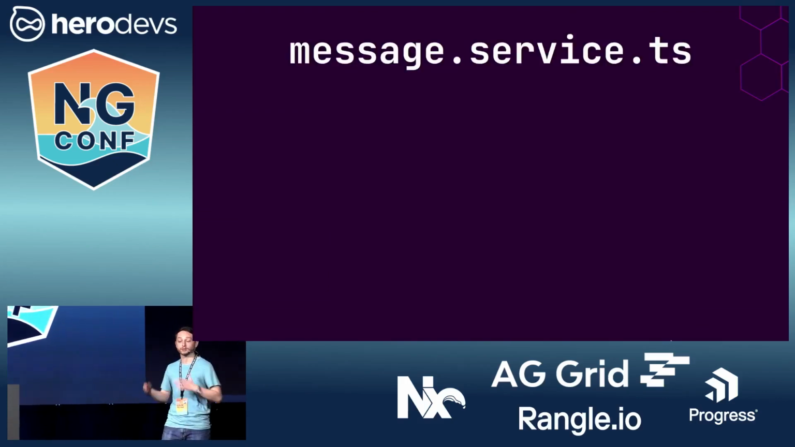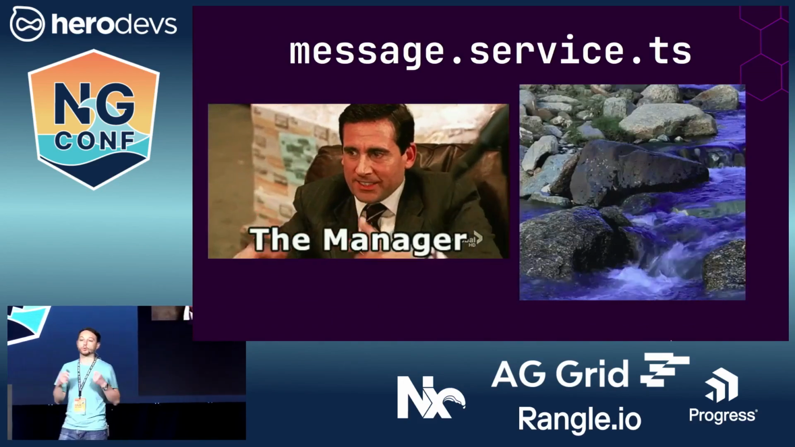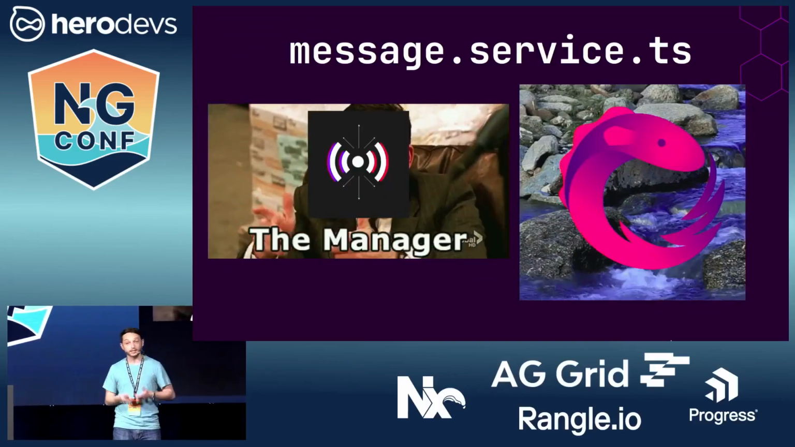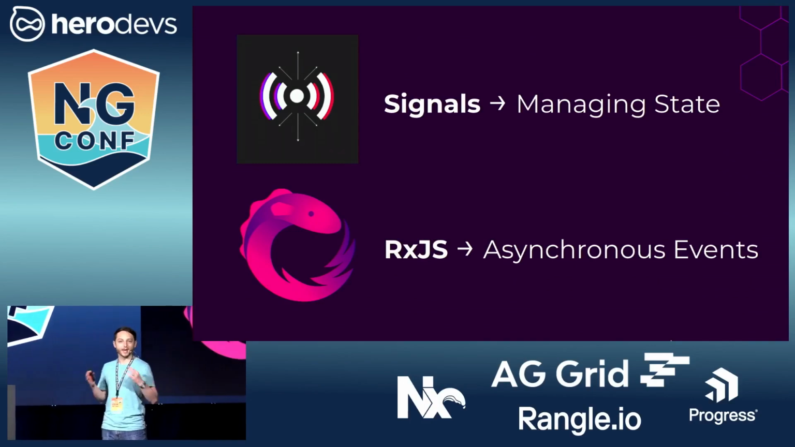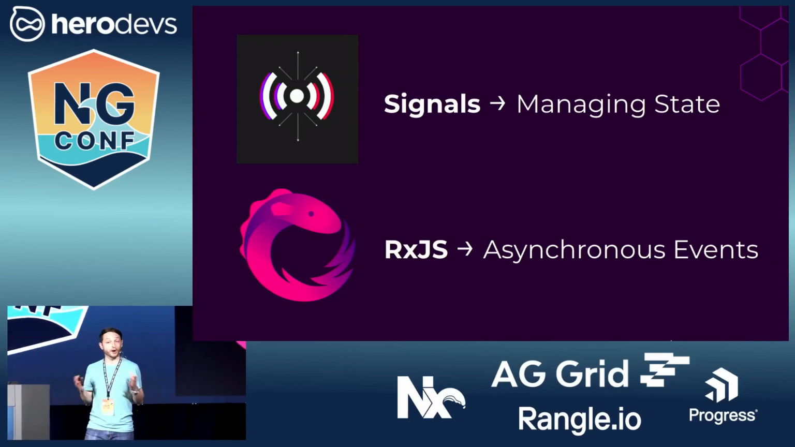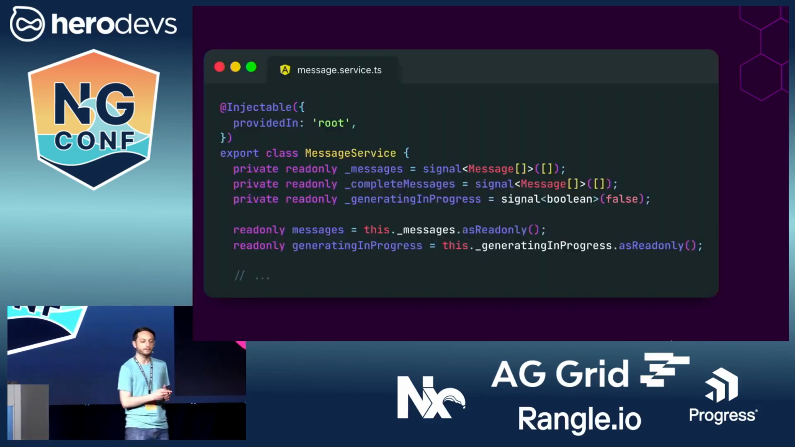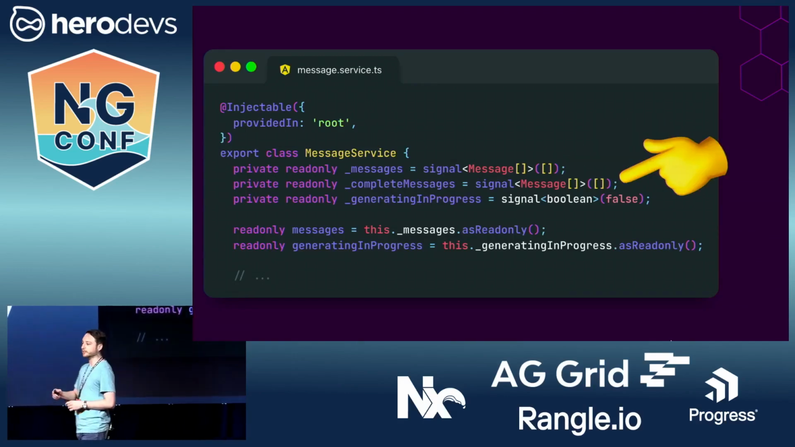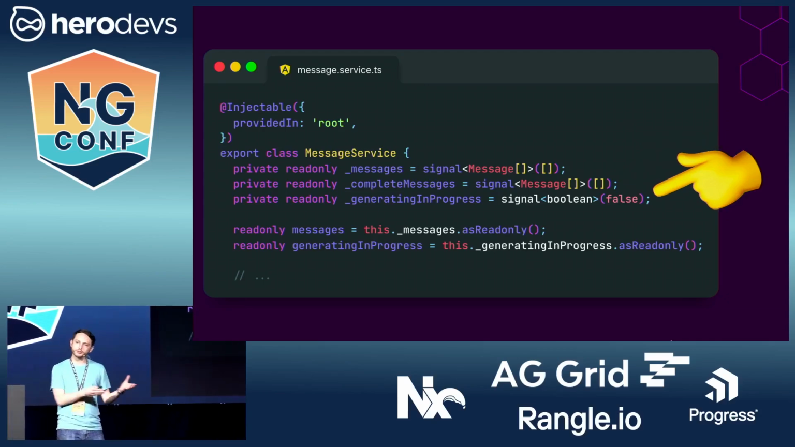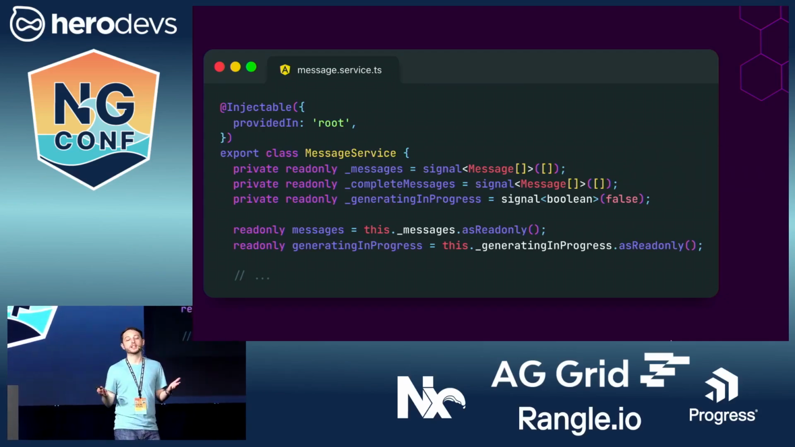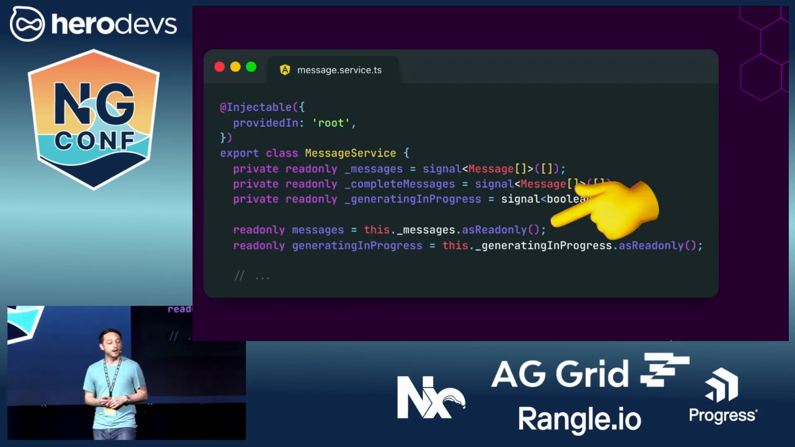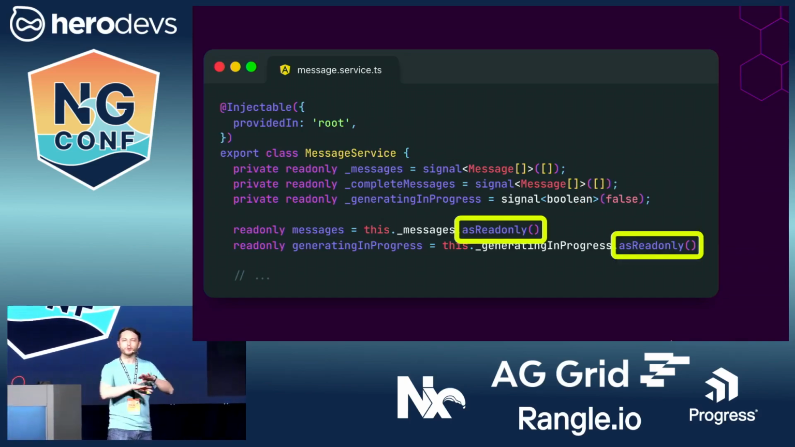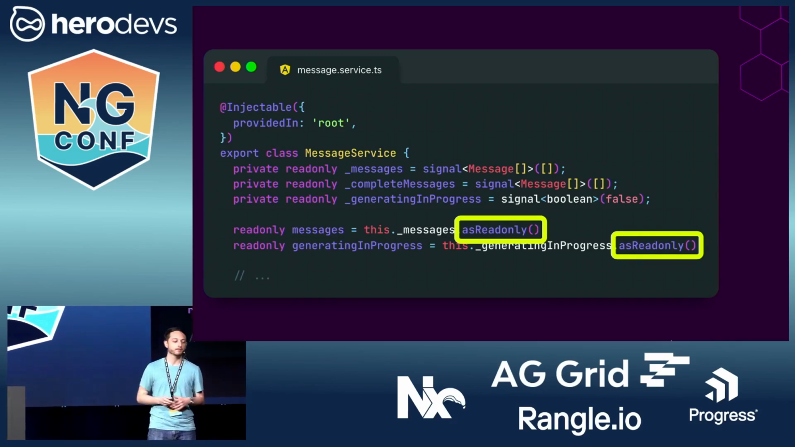Our custom message service is responsible for both managing state and real-time data streaming. We do this using a combination of both Signals and RxJS observable streams. Signals are great for managing state, but RxJS is perfect for asynchronous events like this real-time data. We have 3 writable signals to keep track of our internal state: our list of all messages, our list of completed messages, and whether generating is in progress. Out of these 3 signals, only 2 of them are exposed to the outside world: our list of messages and generating. And note that these signals are marked as read-only, as we don't want outside consumers changing their values.